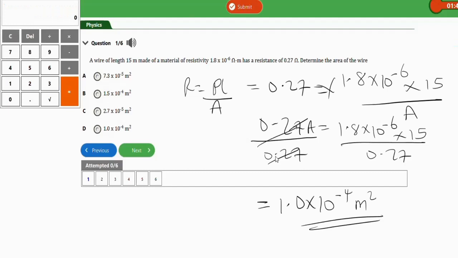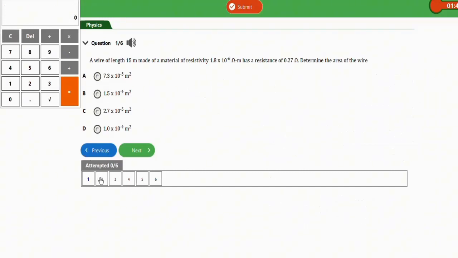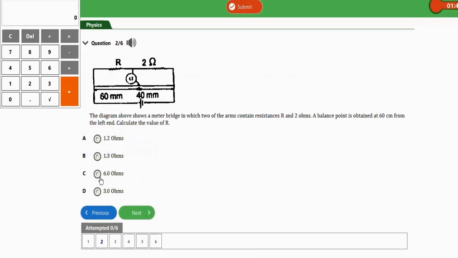Let's wipe this now and solve the next repeated question. It says the diagram above shows a meter bridge in which two of the arms contain resistance R and 2 ohms. A balance point is obtained at 60 cm from the left end. Calculate the value of R. So we have done meter bridge. We have solved problems on it previously.